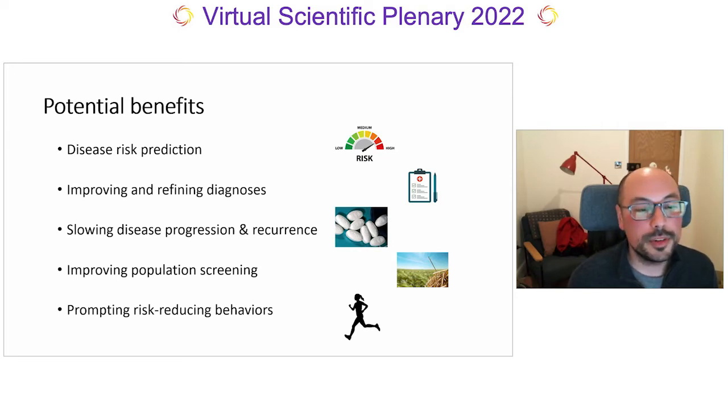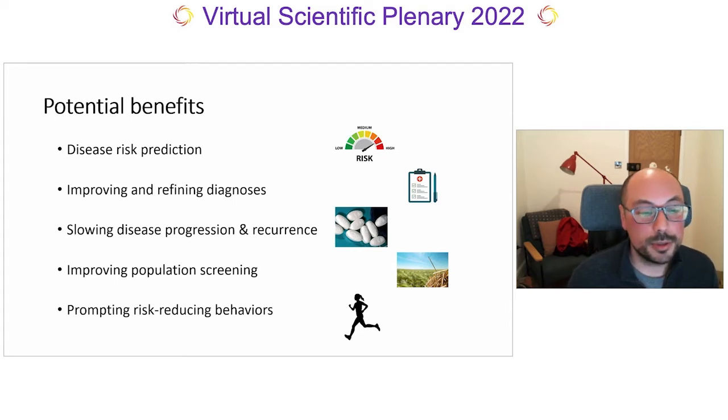Next, improving and refining diagnoses, for example, differentiating type 1 versus type 2 diabetes, or more cost-effective use of MRIs for diagnosis of ankylosing spondylitis. Slowing disease progression and recurrence, such as more efficient deployment of costly therapeutics. Improved population screening, for example, using a PRS to reduce unnecessary evaluations of bone density in osteoporosis screening.